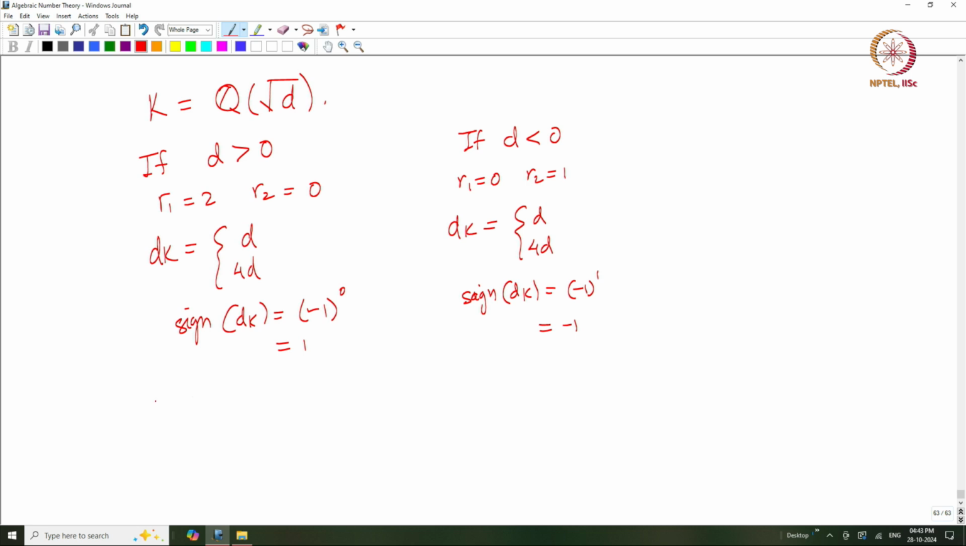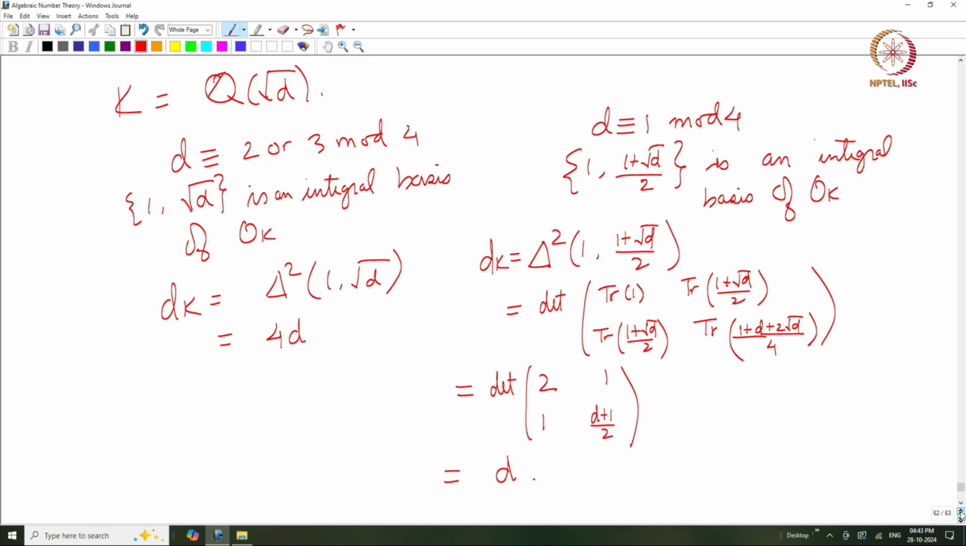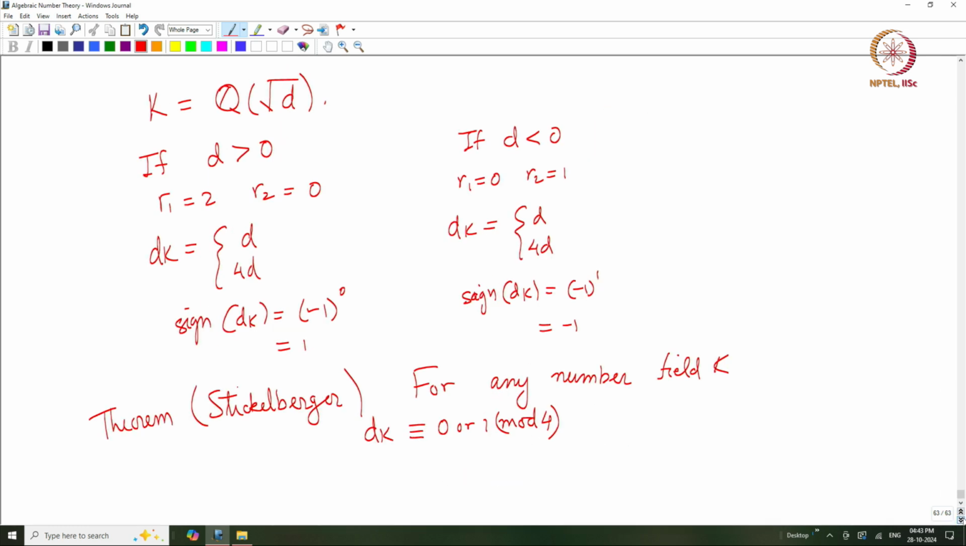Now, let me stop with a nice observation of Stickelberger, which is very curious, because there is no reason a priori to believe something like this. For any number field k, the discriminant is an integer, a rational integer, but it is always 0 or 1 mod 4. Whatever observation I made on this page, that dk is always 0 or 1 mod 4, is actually true more generally for any discriminant.